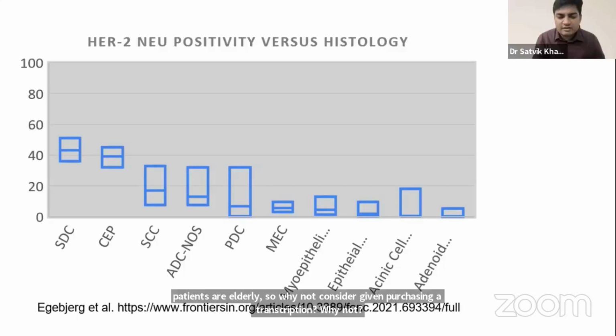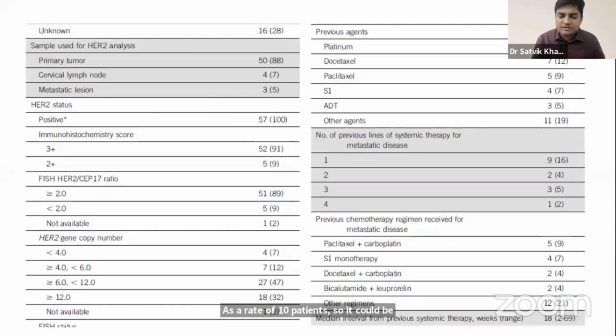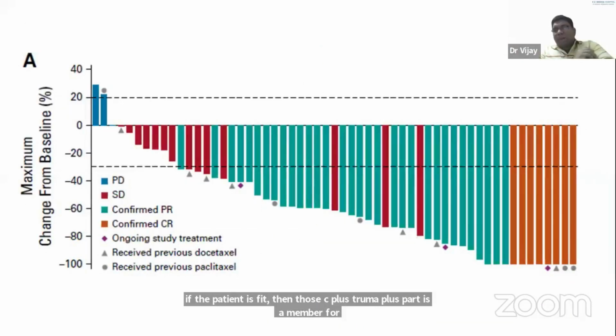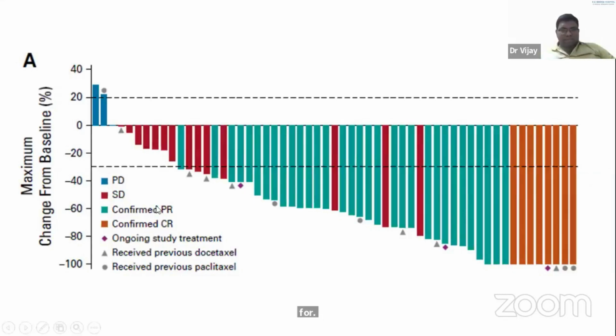Yes, sir, definitely. Trastuzumab and pertuzumab can be combined. TDM1 has a response in 10 patients, so it could be another option. But if the patient is fit, then docetaxel plus trastuzumab plus pertuzumab, if affordable. Okay, okay. Sudeep, how do you choose in your practice?